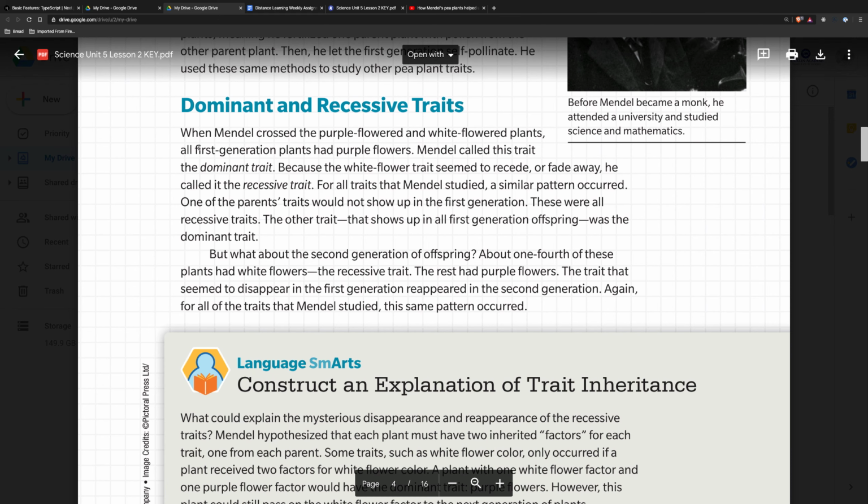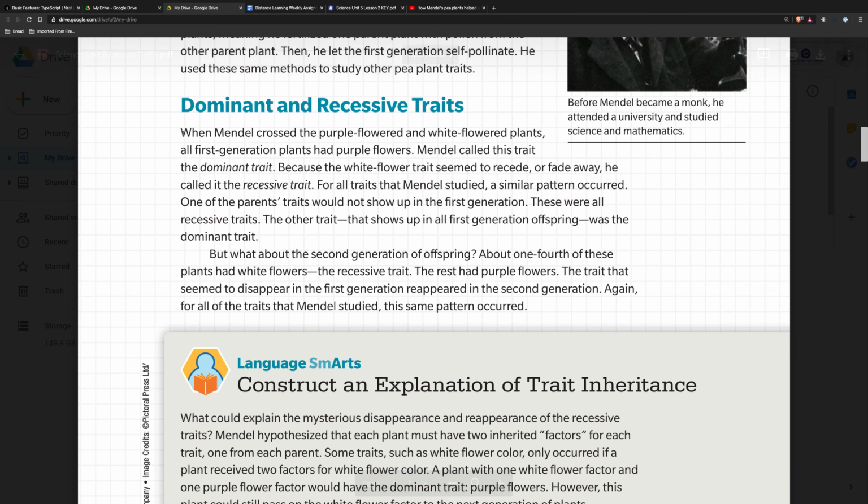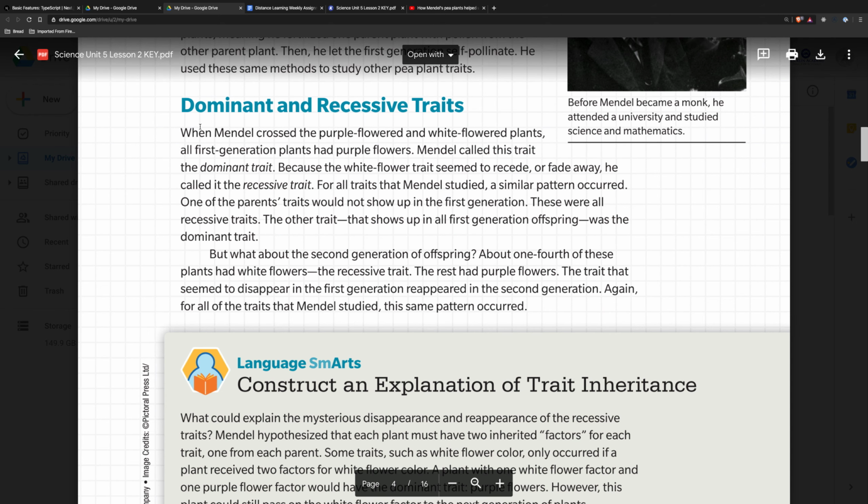And then this talks about one of the main things we're discussing, dominant and recessive traits. I'll just read the beginning. When Mendel crossed the purple flowered plant and the white flowered plants, all first generation plants had purple flowers. He called this the dominant trait.